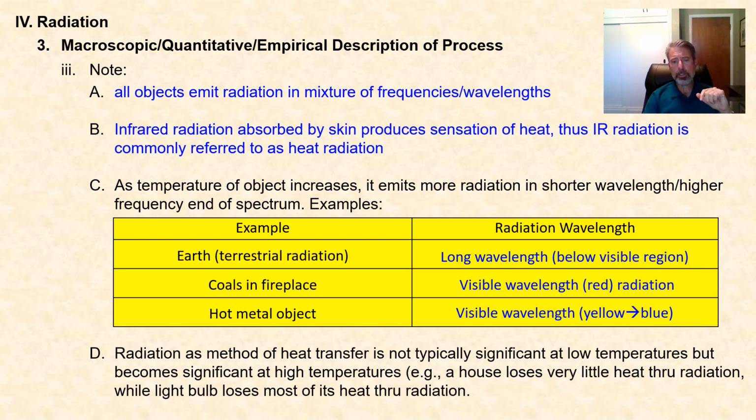So radiation as a method of heat transfer is not typically significant at low temperatures, but becomes significant at higher temperatures. So, for example, a house will lose very little heat through radiation, while a light bulb, which is at a much higher temperature, several thousand degrees Celsius, will emit most of its heat to the environment through this method of energy transfer, through radiation.